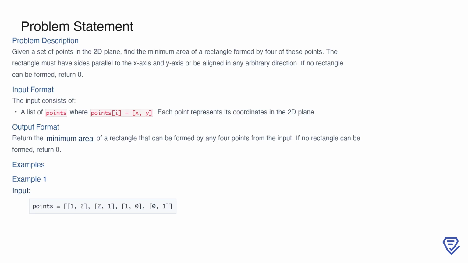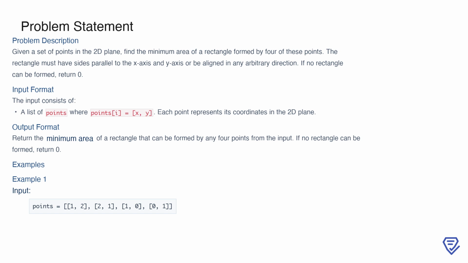In this problem, we are tasked with finding the minimum area of a rectangle that can be formed using a given set of points in a 2D plane. The rectangle can either be axis-aligned, meaning its sides are parallel to the x-axis and y-axis, or it can be oriented at any arbitrary angle. If it is not possible to form a rectangle using the given points, the result should be 0.